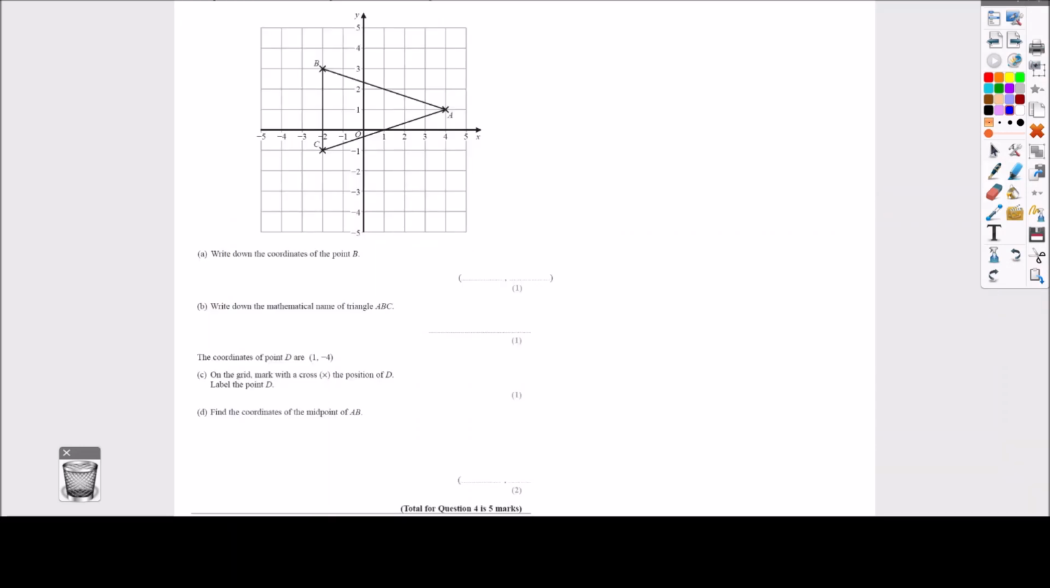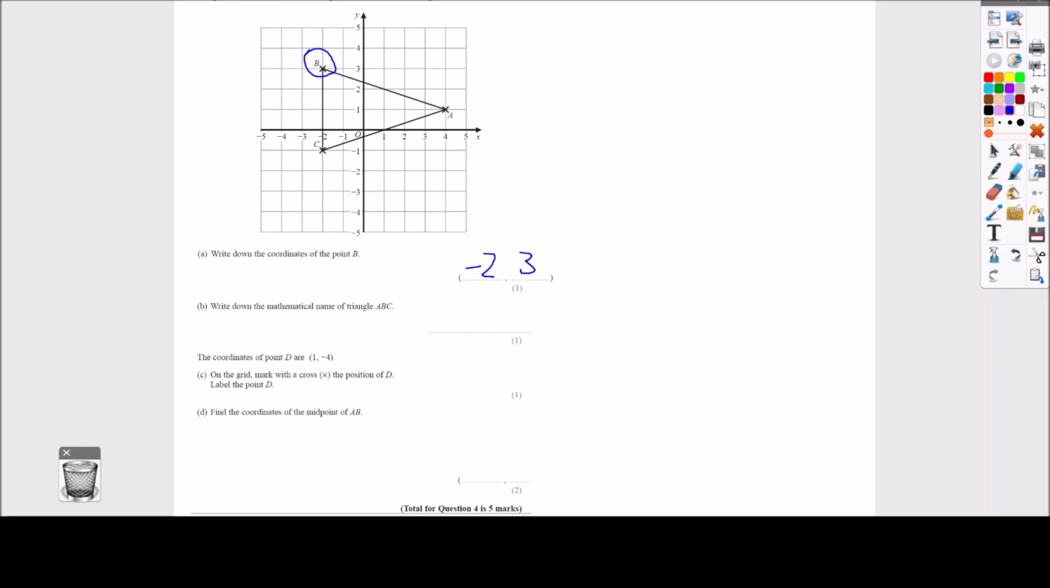So question 4, part A, write down the coordinates of the point B. Well, here's B. Remember, you go left or right first of all. That's your x coordinate. So it's -2 and then up 3. So -2, 3. Always along the corridor, left or right, and then secondly, up or down the stairs.